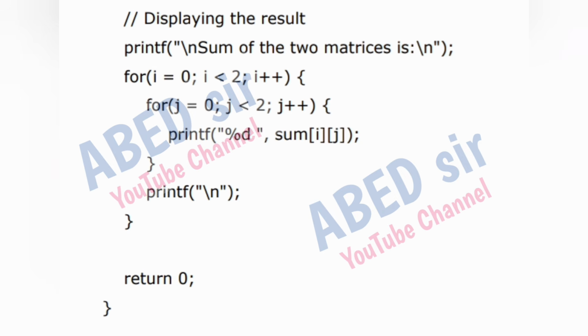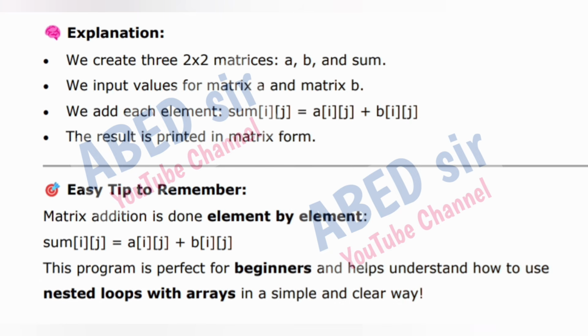Displaying the result: printf("\nSum of the two matrices is:\n"). For i = 0; i < 2; i++, for j = 0; j < 2; j++, printf("%d ", sum[i][j]); printf("\n"); return 0. Explanation.